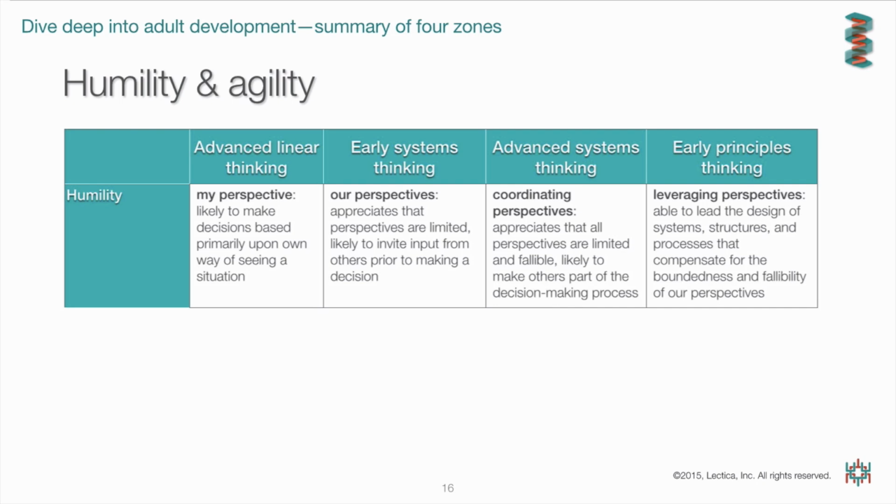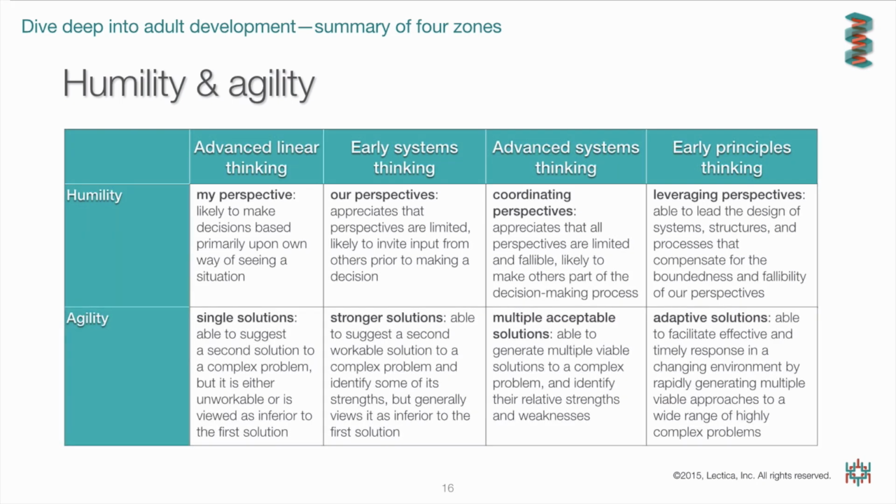Let's continue by exploring agility. Advanced linear thinkers tend to focus on single solutions. They'll often suggest a second solution to a complex problem, but that second solution is either unworkable or is viewed as inferior to the first solution.